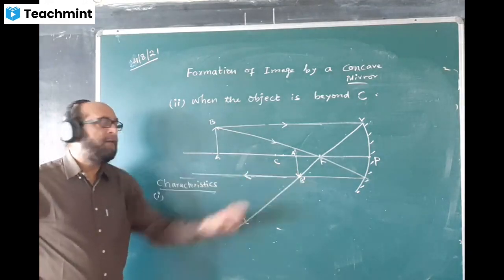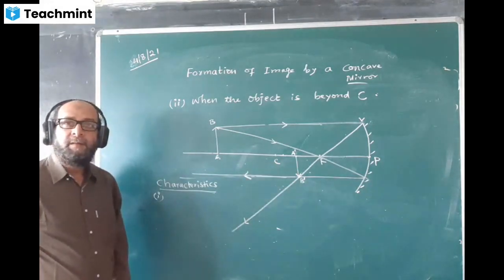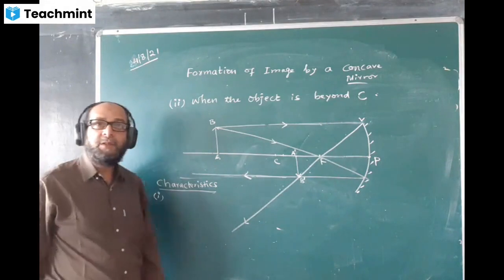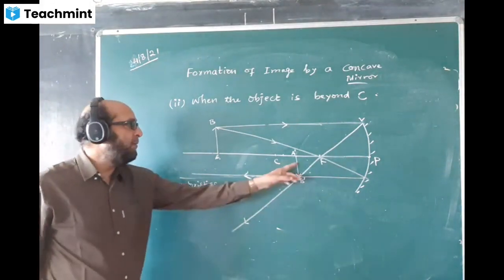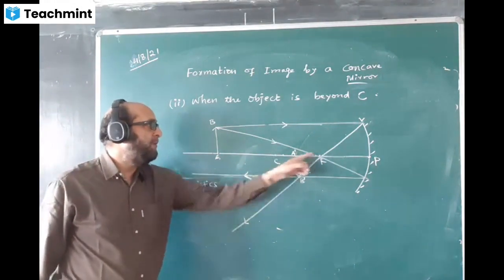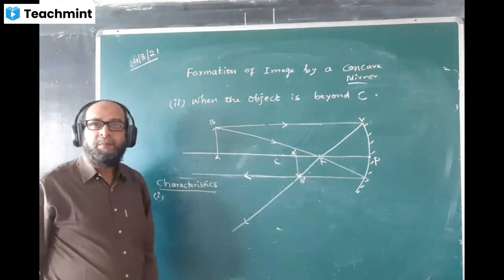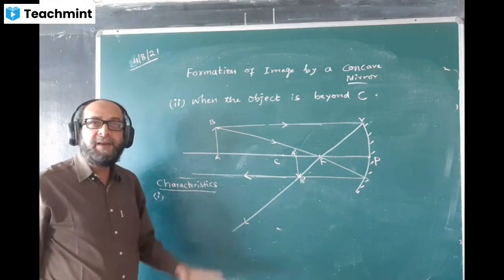This image is formed where? Boys, share, respond. Where is the image forming? The image is forming between F and C, between focus and center of curvature, anywhere in between.